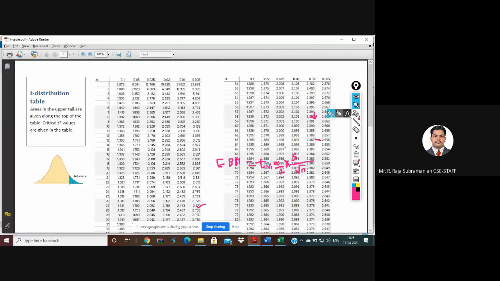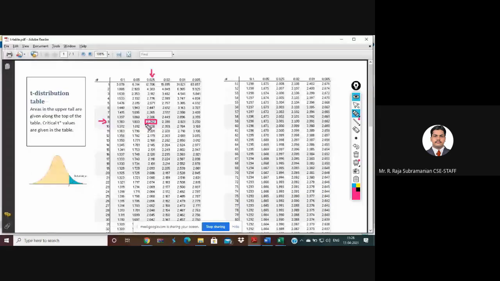In the T table, this is 0.025 that I need to search. And my number of observations, say N, is equal to 10 minus 1, that is 9. Now at the significance level 0.025, what is the value I get here? 2.262. So that value I'll take.